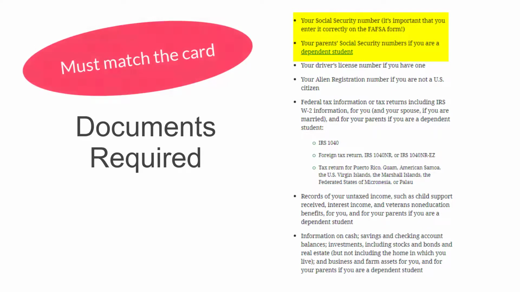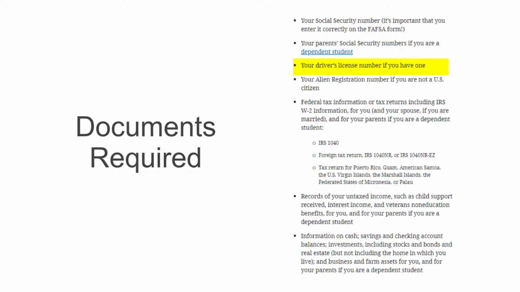To complete the FAFSA, it is advisable to have the following documents on hand to be sure information is correct: a Social Security card or Social Security numbers. It is important the information is entered on the FAFSA as it appears on the card. A driver's license, alien registration number for non-U.S. citizens, federal tax information, including the federal tax returns and W-2 forms, records of untaxed income, and information on assets.